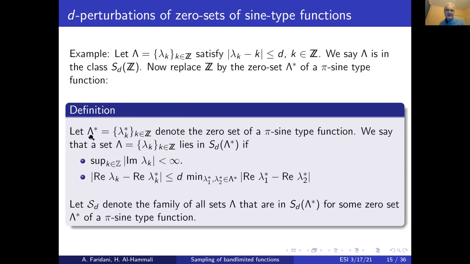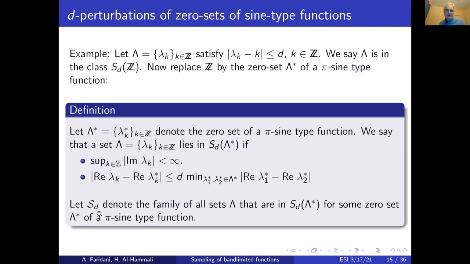So let lambda star be a reference set, namely the zero set of some pi sine type function. And we say that a sampling set lambda, which is lambda k, k in Z, lies in the class S sub d of lambda star if the imaginary parts of the lambda k form a bounded set and the real part of lambda k differs from the real part of lambda k star at most by d times the minimum distance of the real parts of two points in the set lambda star. So if lambda star is the integers, this minimum would be one. If lambda star is a non-equidistant set with the same average density, this minimum will be less than one.